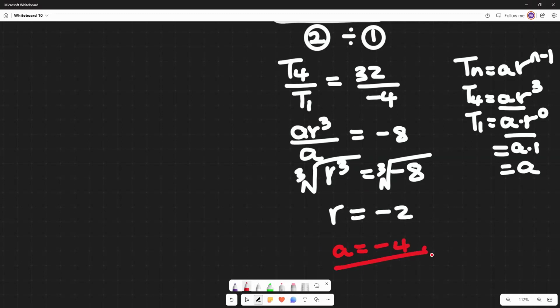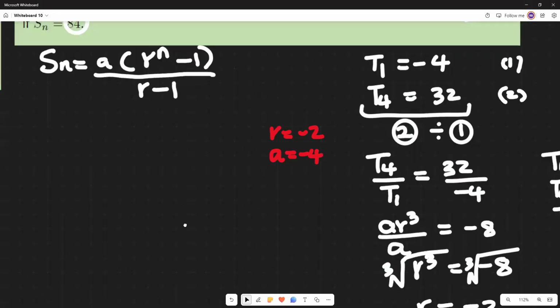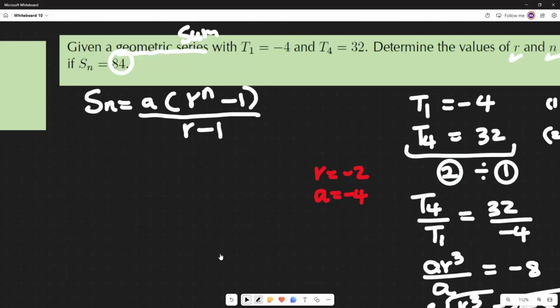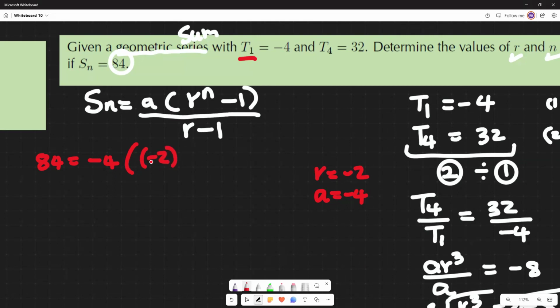So we are sorted. Right. Let me just write them here because we'll need them. r is negative 2, a is negative 4. Okay? Sharp. Now we can go and solve. Now on this one here, you have 84. So you put 84 there. On the Sn, your a is negative 4, which is the first term. And then your r is minus 2. Always put your r in brackets, especially when it's negative, because if you don't, you are going to have an issue.